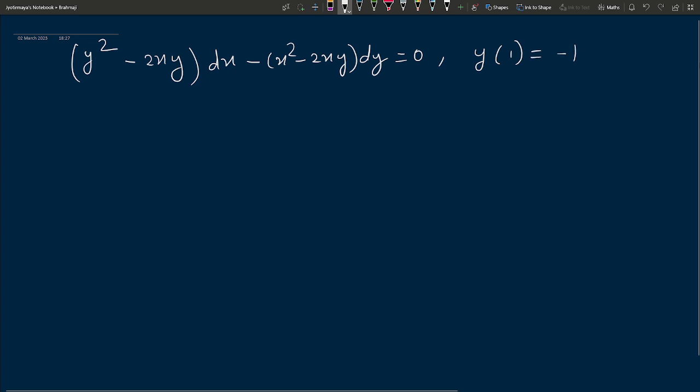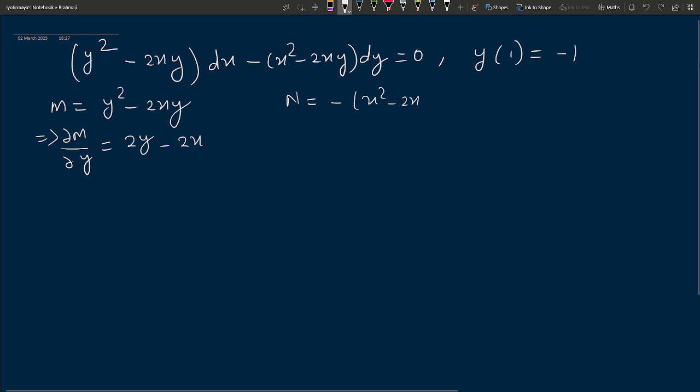So there was one doubt of one student: how to find the x value and y value from this condition. First of all, you should know how to solve this. Now here, what is M? M is what is multiplied with dx, that is y square minus 2xy. So you find del M by del y, the partial derivative with respect to y, so that is 2y minus 2x, where 2x is constant and the derivative of y is 1. What is N? N is whatever is multiplied with dy, so that is minus x square minus 2xy.